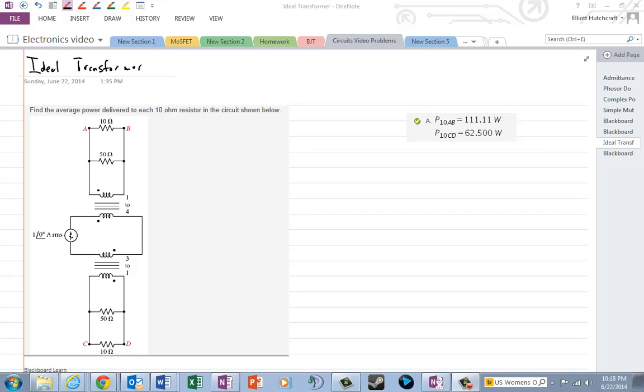Okay, so this problem is an ideal transformer problem, and it's asking to find the power delivered to, which is the same as the complex power absorbed by, the 10 ohm resistor. So this 10 ohm at the top between A and B terminals, and then 10 ohm at the bottom between C and D terminals.